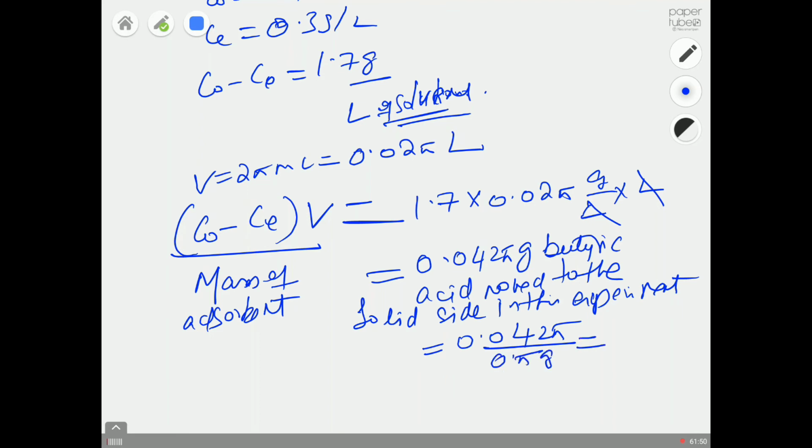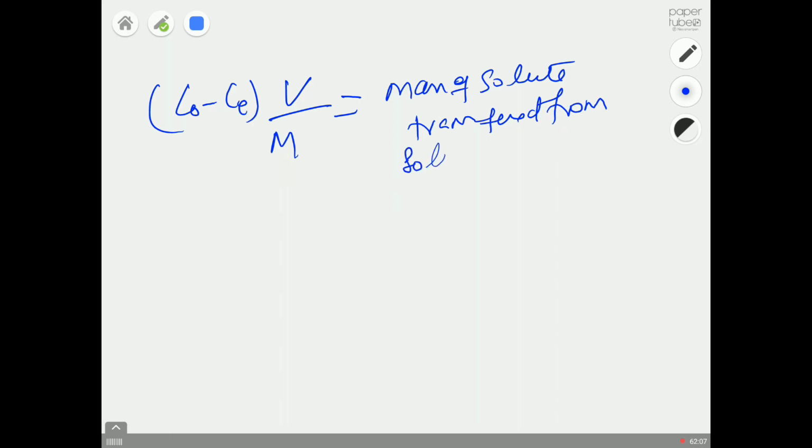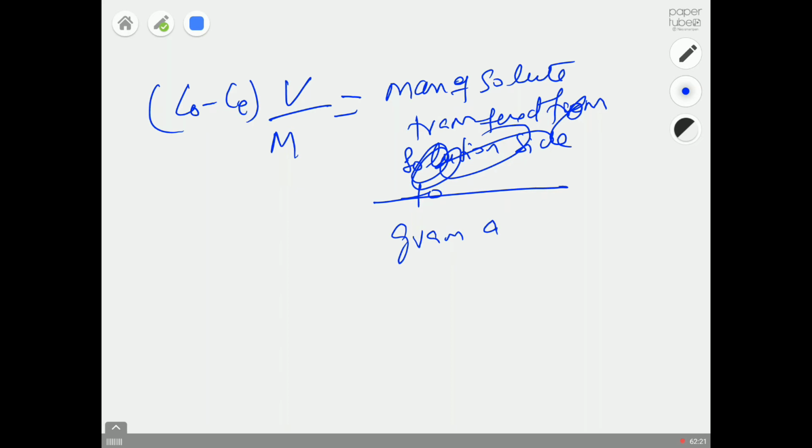So (C0 minus CE) times V divided by M should give the mass of your solute transferred from the solution side, or mass of solute transferred per gram of your adsorbent. So this is something like normalized data, in milligrams per gram.